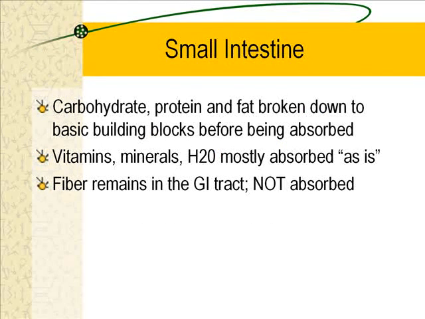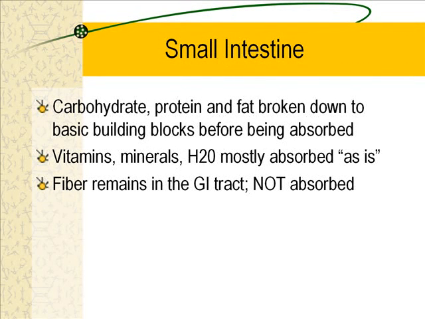Again, in the small intestine, the carbohydrate, protein, and fat are broken down to their basic building blocks before being absorbed. So for example, carbohydrate is broken from long chains of glucose into either single units or double units called mono or disaccharides before they are absorbed.